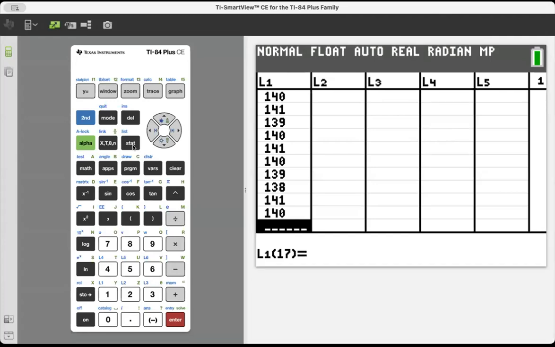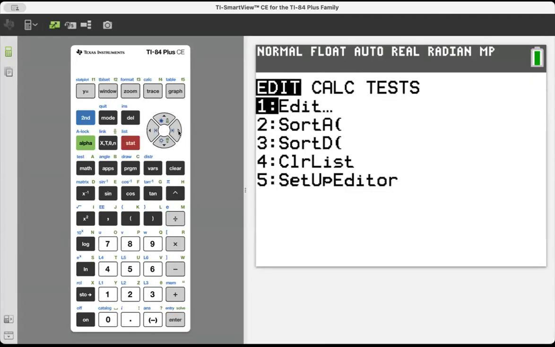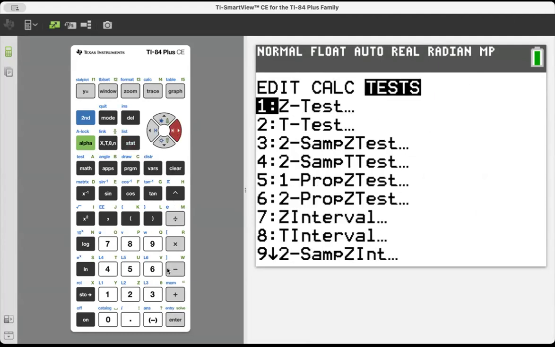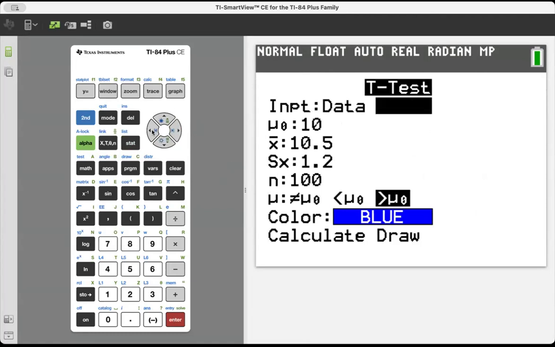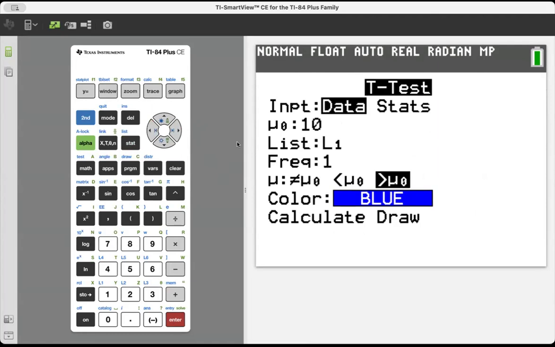Okay, so this is our list. Let's press stat and go over to tests and number 2. And across the top, we will select data because the information is coming out of a list. Notice that the list shows up here and it defaults to L1 for me. If you need to change that, second and the list name can change that list. Mu sub 0 is where you're going to put the null hypothesis, that is mu equals 140.